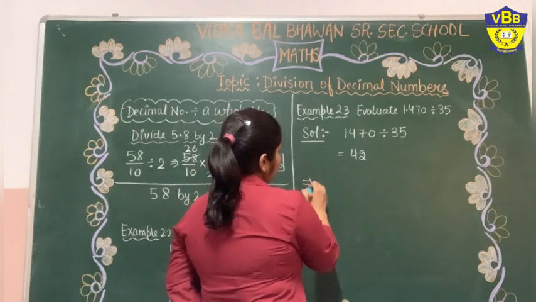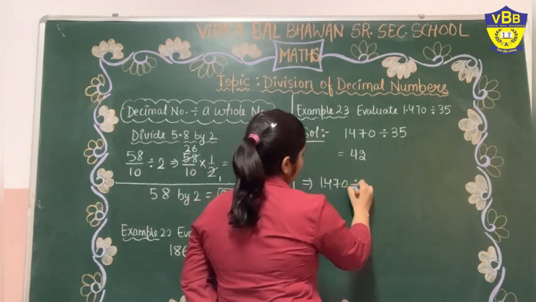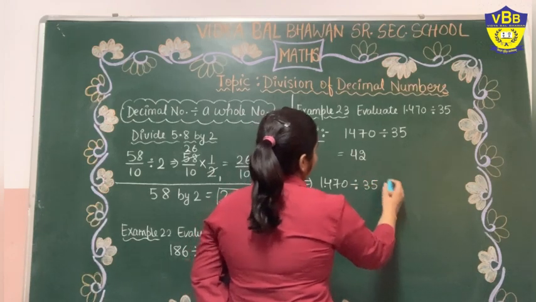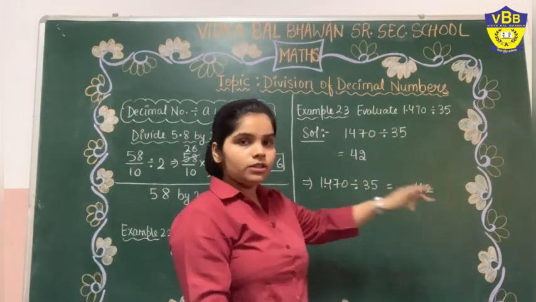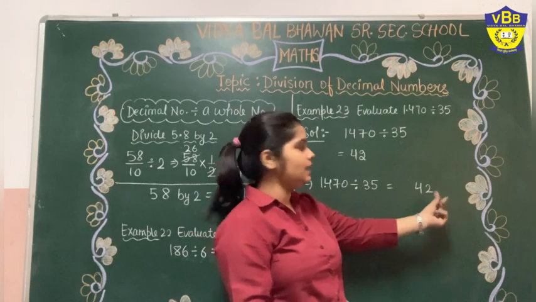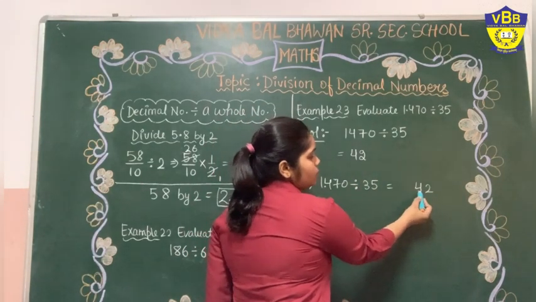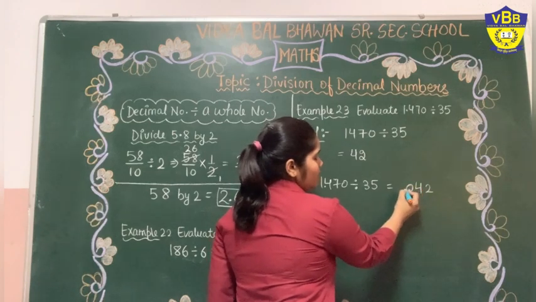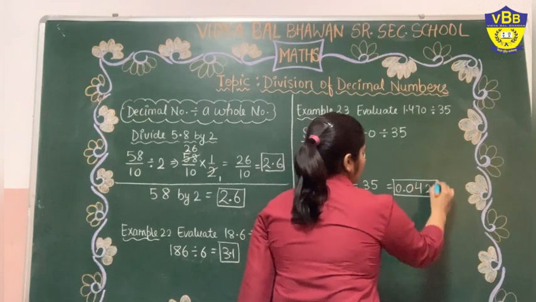So 1.470 divided by 35 will be equal to, we will also place the decimal after 3 digits from the right side in the answer. It is 1, 2 and the third digit we can make 0. Place the decimal, it is 0.042.